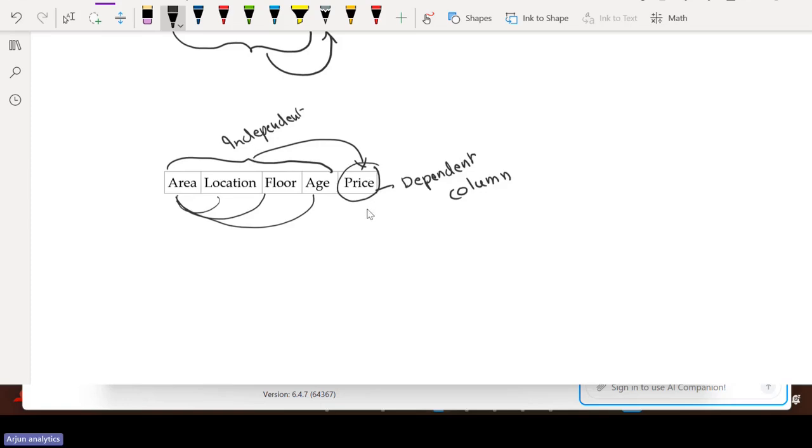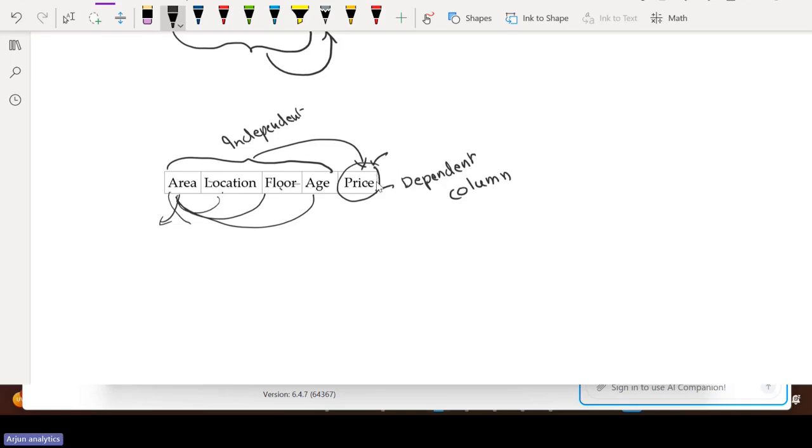Now we know that there is a relationship. If you change any of them, the price will change. But if you change the area, does the location get changed? No. If you change the area, will the floor get changed? No. Change the area, will the age get changed? No. They all are independent. But if you change any of them, that will change the price.